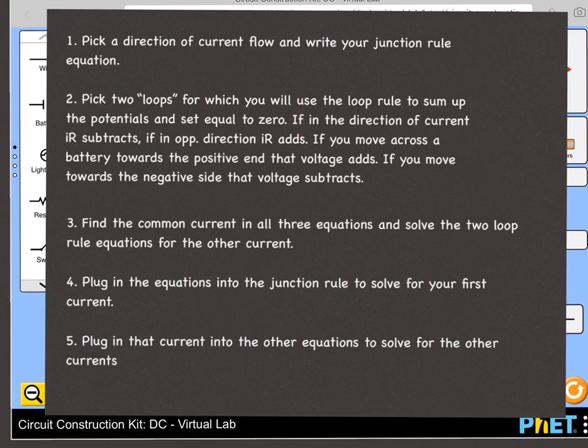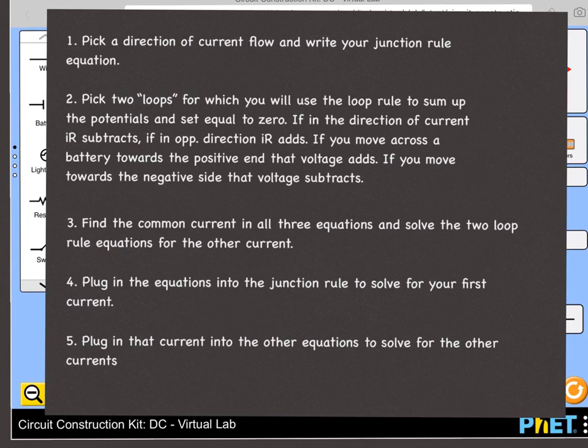You're going to pick 2 loops and write up the sum of those potentials, set it equal to 0. And this just tells you, again, if you're in the direction of the current, it subtracts. If you're in the opposite direction, it'll add. Okay, and it's similar for batteries. If you go in the direction of current through the battery towards the positive, you'll add it. If you go towards the negative, it'll subtract.